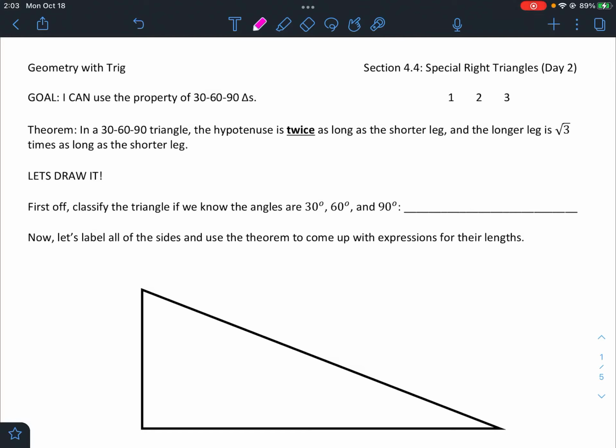In this video today, we're going to take a look at our second special right triangle, the 30, 60, 90 right triangle. Let's jump right in and take a look at our theorem today. In a 30, 60, 90 triangle, the hypotenuse is twice as long as the short leg, and the longer leg is root 3 times as long as the short leg. What does that mean? Let's take a look and let's draw it.